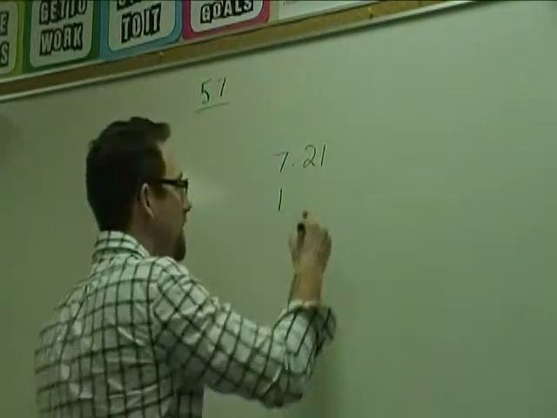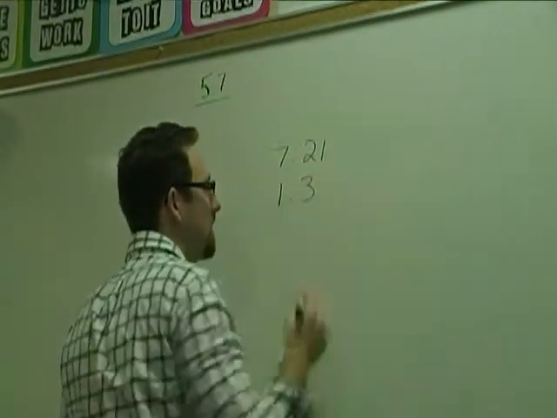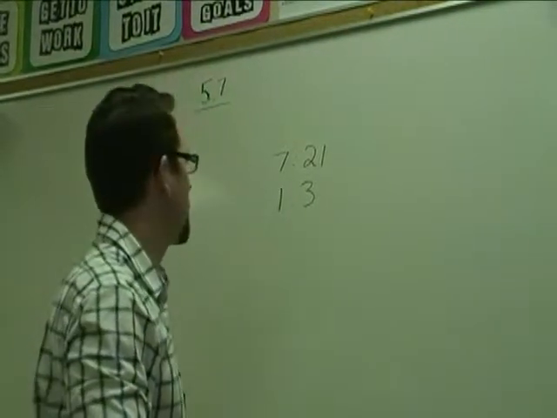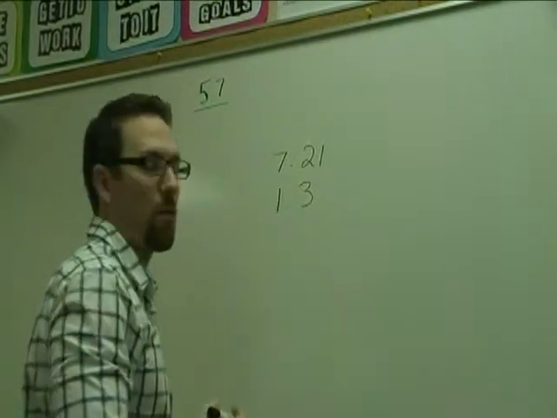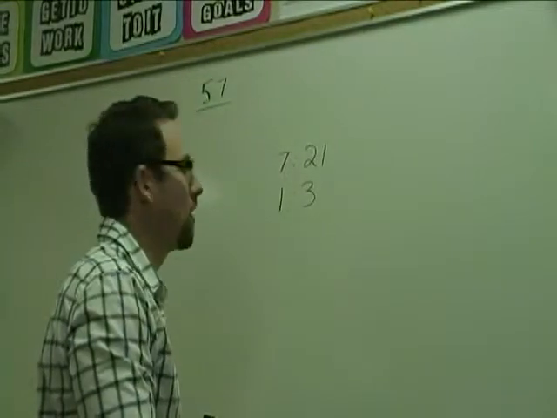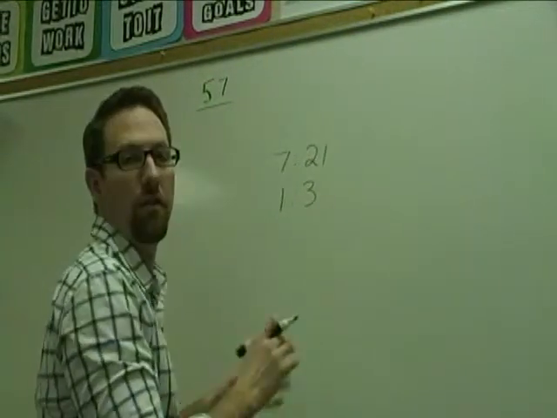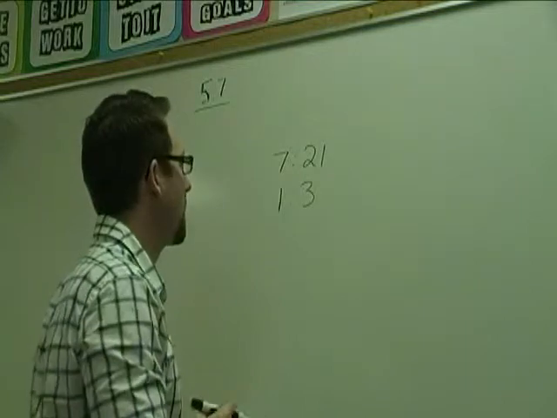21 divided by 7 is 3. And I just created myself an equivalent ratio using the number 1.